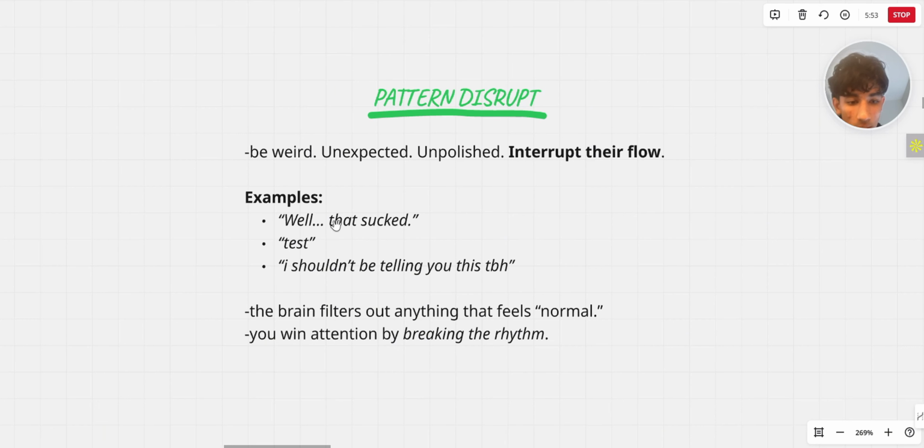Examples can be something like, well, that sucked, or test. Literally just test. One of my best performing emails had a subject line of test, nothing else. Test, no preview copy, nothing else. Or something like, I shouldn't be telling you this, to be honest. Now, the reason why this works, and we've already touched on this, is because the brain filters out anything that feels normal already. So you win attention and you win the open from the person by breaking that rhythm, by breaking that flow, by interrupting that flow. You're disrupting a pattern in their brain.